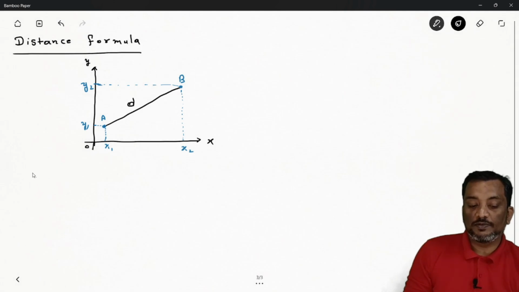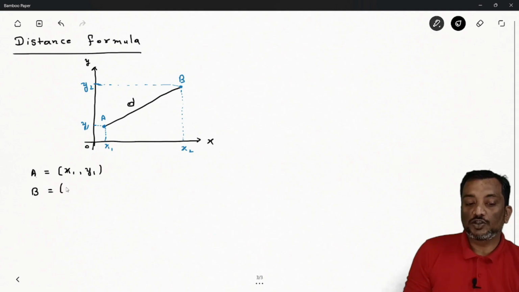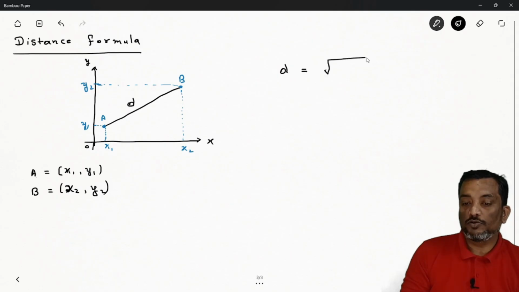Simple. Suppose the A coordinate is given as x1, comma, y1, and the B coordinate is x2, comma, y2. Now we have to find their distance. The distance formula states that it is the square root of the difference in x-axis, x2 minus x1 whole square, plus the change in y-axis, y2 minus y1 whole square.